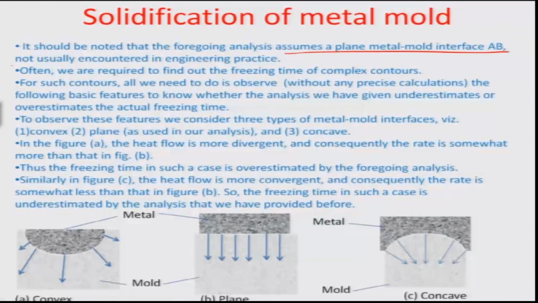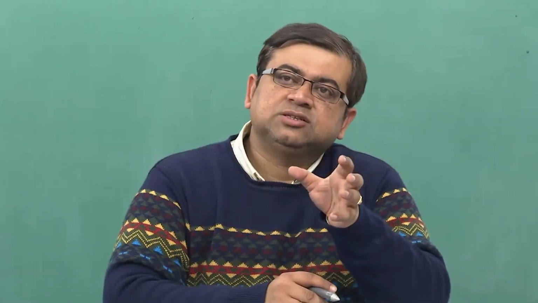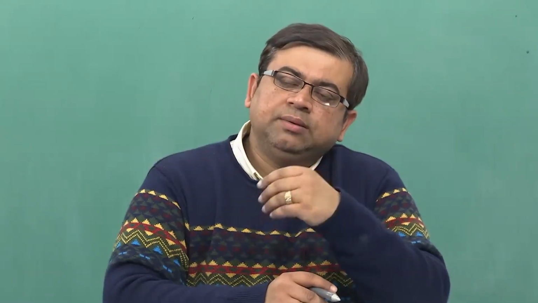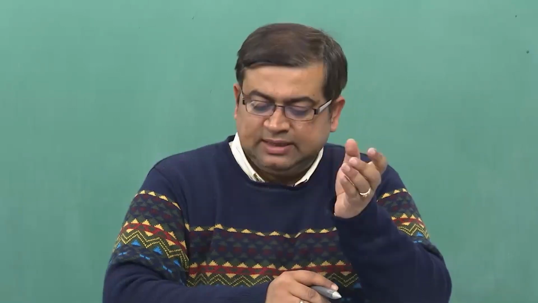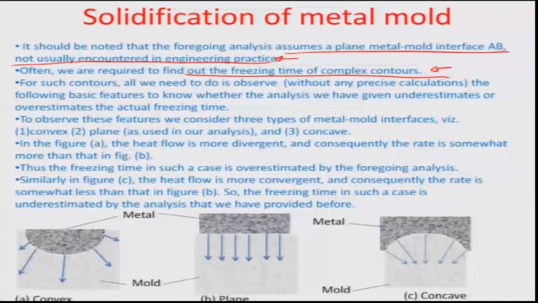It is usually not encountered in engineering practice because there are seldom situations where there is actually a straight metal face. Rather, the metal that is being cast is of different sizes and shapes, like a spherical ball that you are producing, or maybe a concavity or a convexity on the surface. So often we are required to find out the freezing time of complex contours in case of actual metal solidification process, and for such contours all we need to do is observe, without any precise calculations, the following basic features to know whether the analysis has given an underestimate or an overestimate of the actual freezing time. So observe these features.